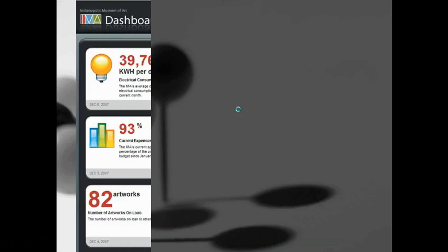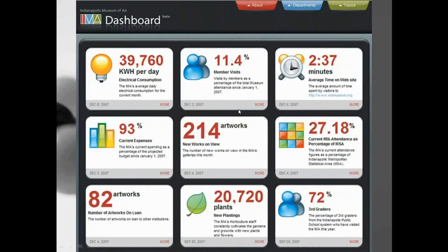All right. So on your screen now is a dashboard with a balanced scorecard approach. This is from a museum. By the way, all of these dashboards that I've been showing, you can find these on the internet if you want to do some more research. But take a look at this one.